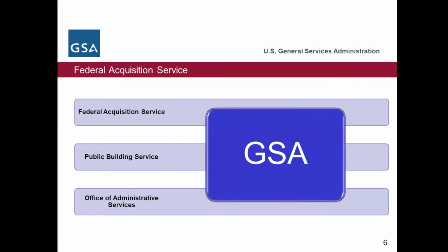Within GSA, there are three sectors that handle the majority of procurement actions with the agency: Federal Acquisition Services, Public Building Services, and the Office of Administrative Services.